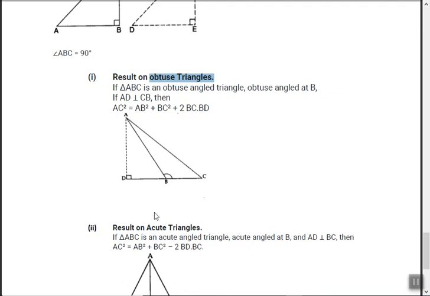This you can also derive immediately. That's not difficult, because AC square equals AD square plus DC square. DC square you can definitely write as DB plus BC the whole square. So (A plus B) the whole square is A square plus B square plus 2AB. So DB square plus AD square becomes AB square. BC square is as it is, and 2 BC BD remains as it is.